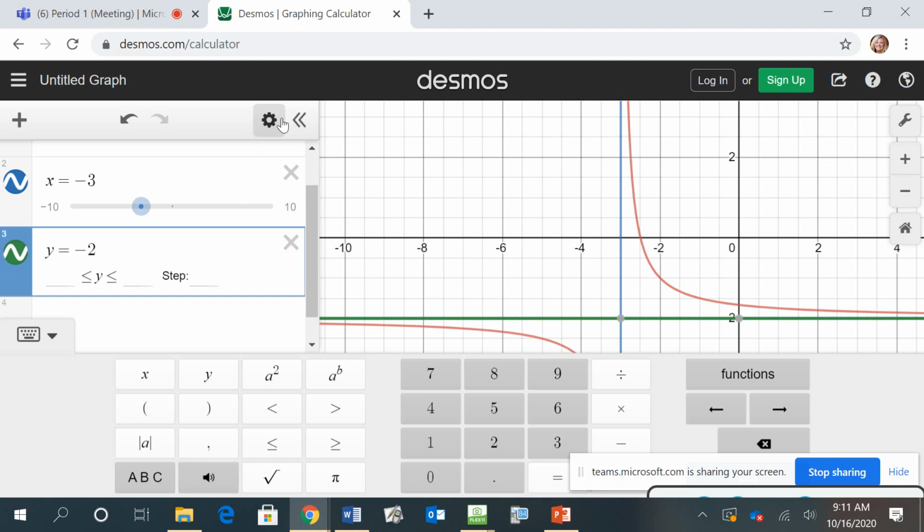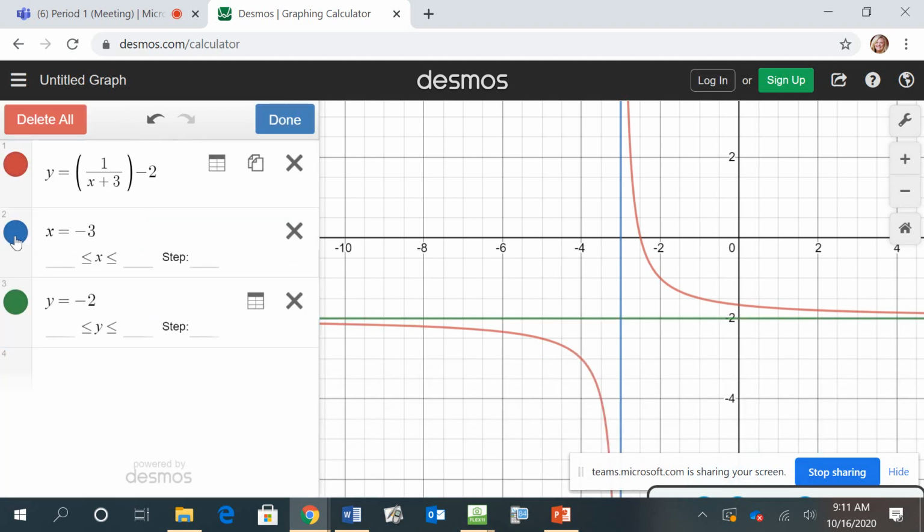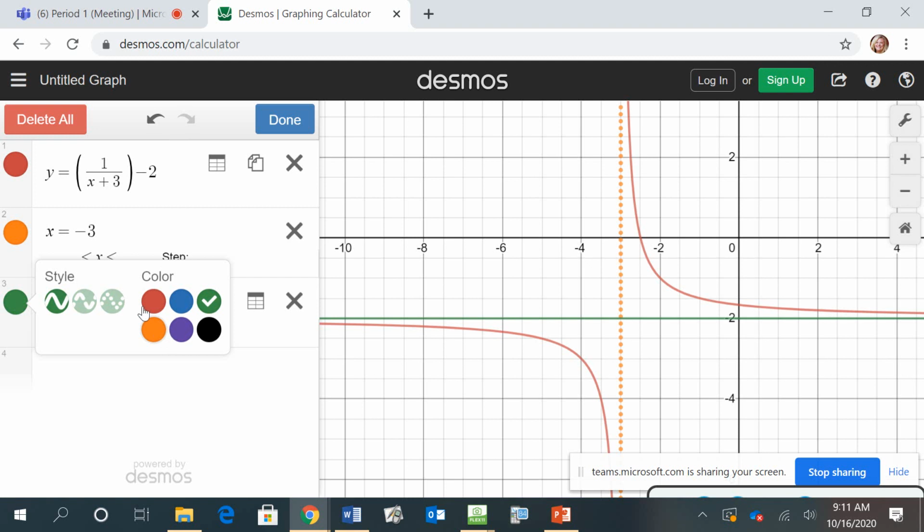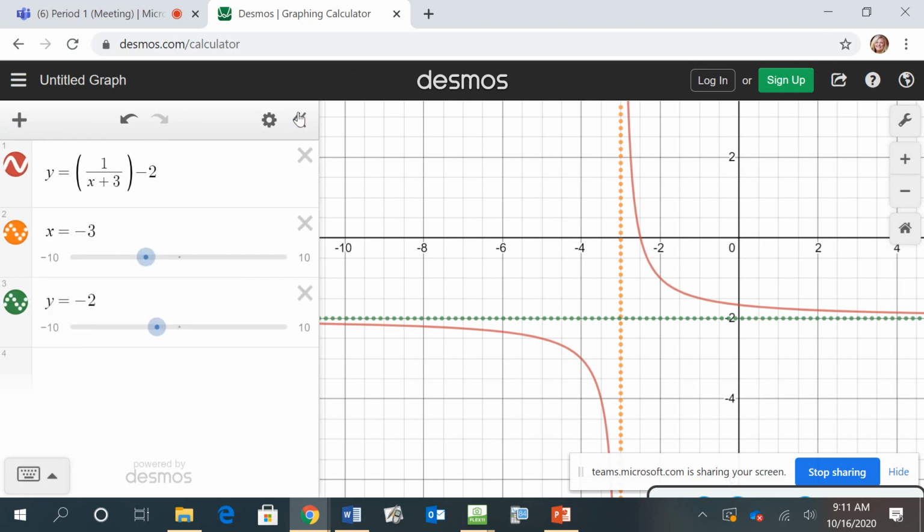Now, see this little, it looks like a little gear here. If you go up to that, you're able to come over here and change the colors. And you could even change it from a solid line into a dotted line, okay? I'm going to do that right here. And now I'm able to easily see, oh, I see it, okay? The red is the actual function.